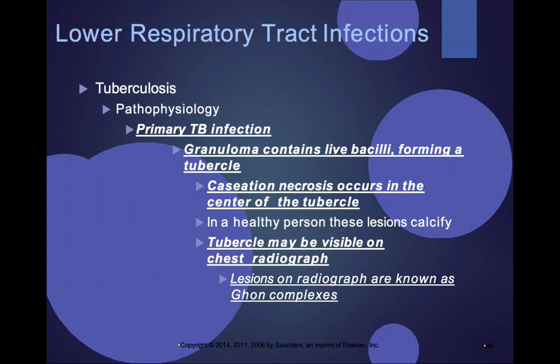There's caseation necrosis. Remember when we covered the different types of necrosis, the caseous or caseation necrosis, kind of like cheesy. It occurs in the center of the tubercle. Okay, so again, there's a granuloma that contains the live bacilli. It forms a tubercle, and there's caseation necrosis that occurs in the center of that tubercle. Now, in a healthy person, these lesions can calcify. The tubercle is present on a X-ray or a chest radiograph, and those lesions are referred to as Ghon complexes.